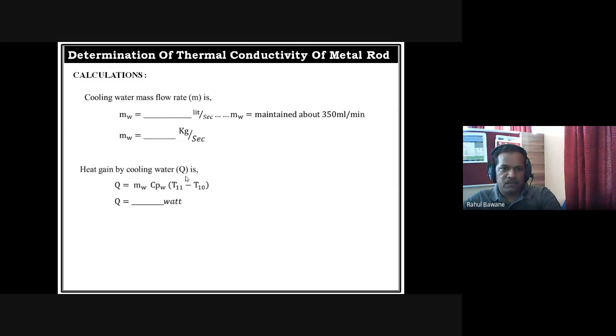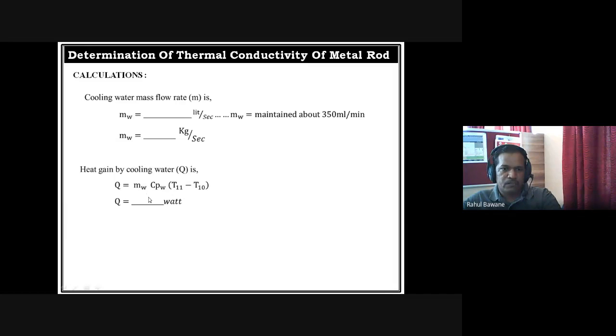Then the heat gained by the cooling water. Actually, heat supplied is different. Heat supplied with the help of electrical current, the power, the product of voltage and current, is the heat supplied. But of the heat traveling from the heater to the cooling end, after steady state, whatever is extracted by the cooling water is the amount of heat actually transferred through that rod. So the heat gain by cooling water is the heat transfer through the rod.